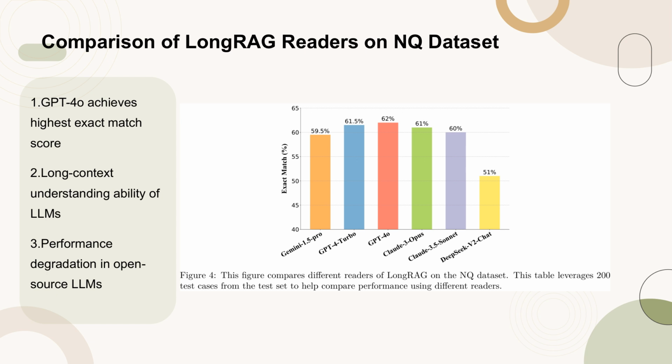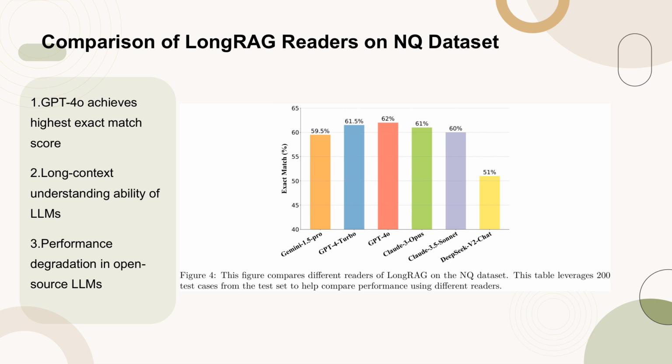Figure 4 presents a comparison of 6 different readers within the LongRAG framework on the NQ dataset, using 200 test cases. The readers evaluated are Gemini 1.5 Pro, GPT-4 Turbo, GPT-4o, Claude 3 Opus, Claude 3.5 Sonnet, and DeepSeek V2 Chat. The results indicate that GPT-4o performs the best, achieving the highest exact match score. This suggests that GPT-4o is the most effective in processing and comprehending lengthy contexts within the LongRAG framework.